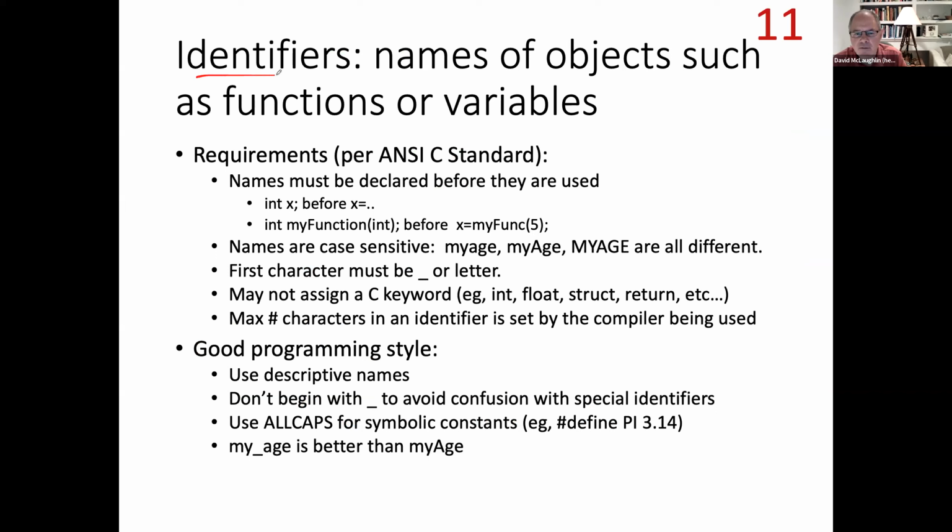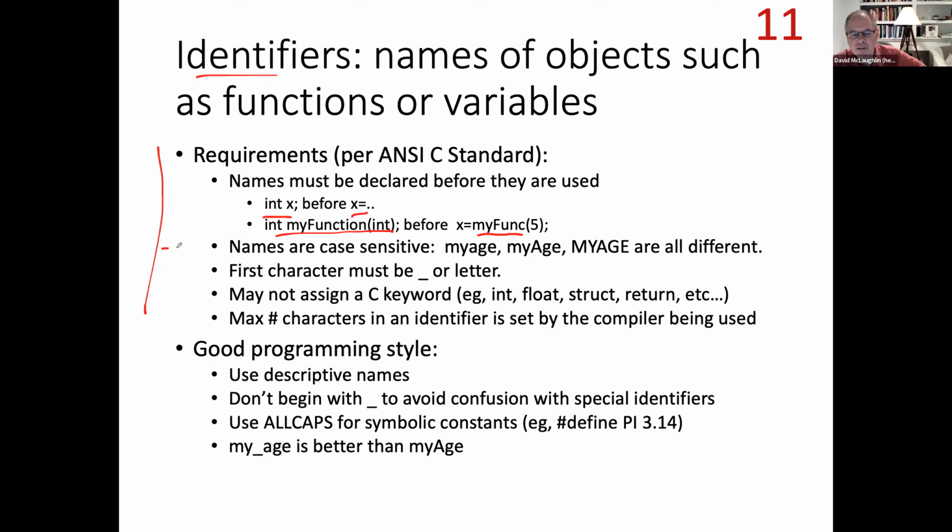Identifiers are the names of objects, of things like functions or variables. Here are some requirements according to the C standard. You have to declare these identifiers before you can use them. If you have a variable called x, and it's of type int, an integer, you have to declare int x before you can actually use it, before you can say x equals something. If you're going to have a function called myfunc, before you can actually invoke that function, before you call it, you have to have declared it. So you have to declare things before they get used.